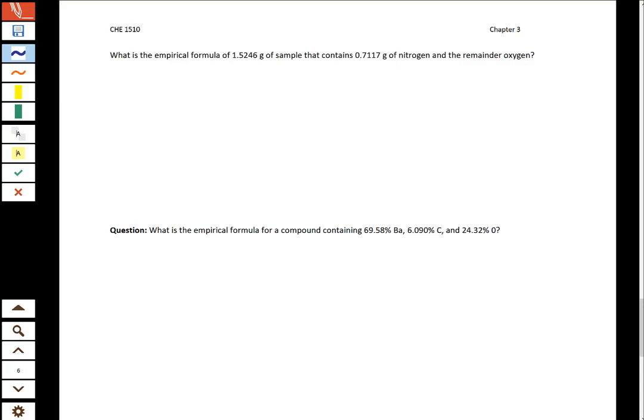So in this question, this is a super typical empirical formula question. It gives you the mass of a sample, and it tells you how much of one component you have, nitrogen, and that the rest is oxygen. So it doesn't tell you the mass of the oxygen. That's something that you need to figure out. But if the mass of the sample is given, then you can take the mass of the sample and subtract out the mass of the nitrogen.